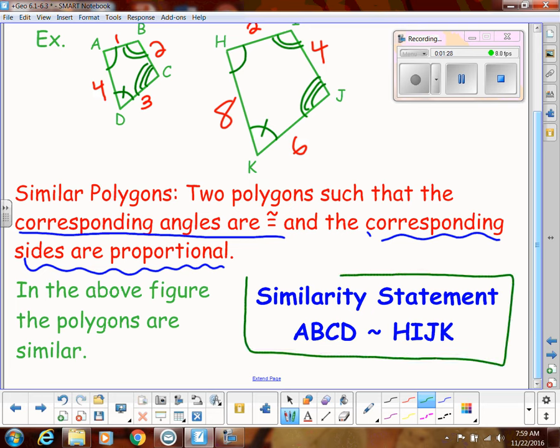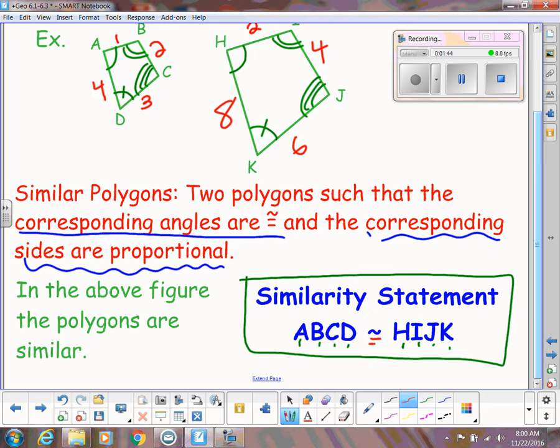Remember how we would write a congruence statement between triangles? Well, a similarity statement is going to match up those letters that go together. So you have to pay attention to order still. But notice that when I write similarity, I don't have that equal sign like I do in the congruent symbol. It's just the top squiggle. That means similar.